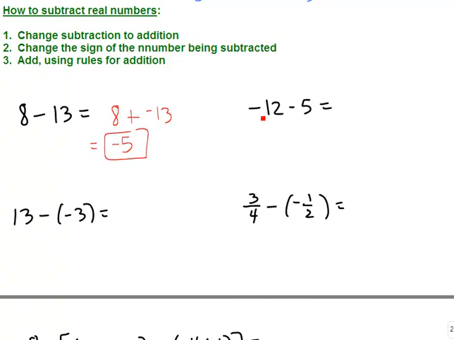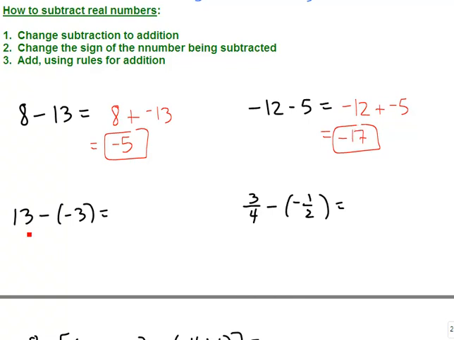-5. If I have -12 minus 5, you can initially change this to a negative 12 plus the opposite of 5, so negative 12 plus negative 5. This time we're adding two negative numbers. Since the signs are the same, we actually add 12 and 5 to get 17, and since they were both negative, our answer is negative.